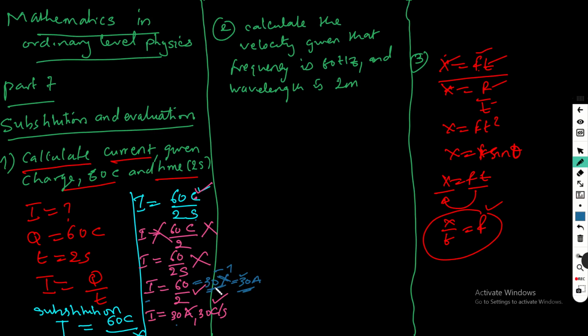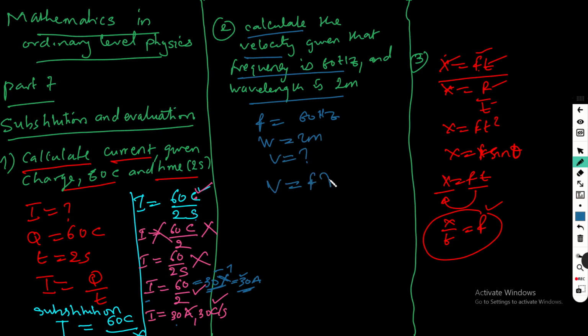Let's do this other example. Calculate velocity. They're given frequency, and they're given wavelength. So frequency is 60 Hertz. Wavelength is 2 meters. You're looking for velocity. So velocity is equal to F times lambda. Now the next step is substitution.